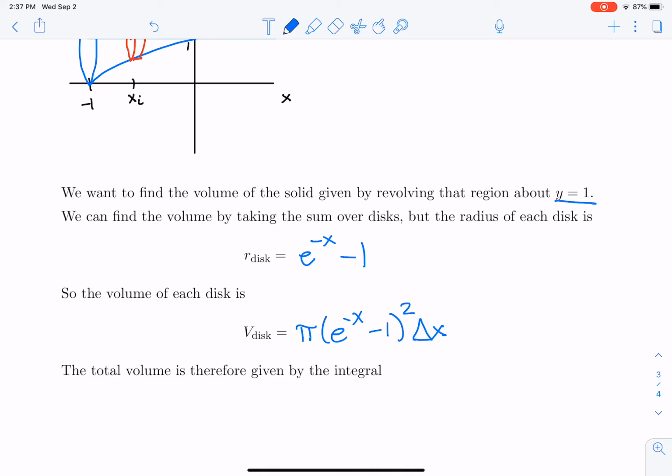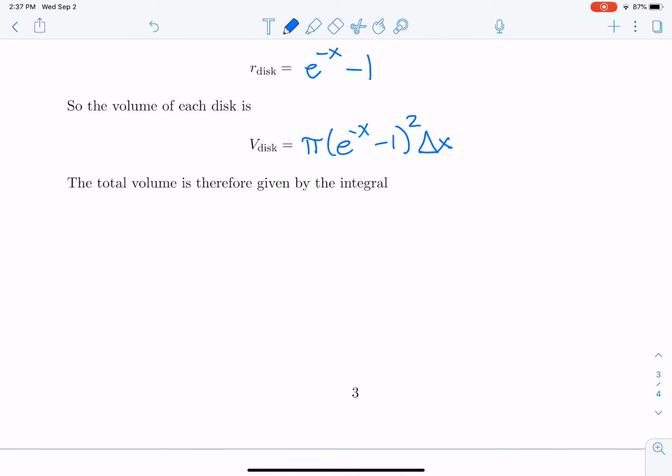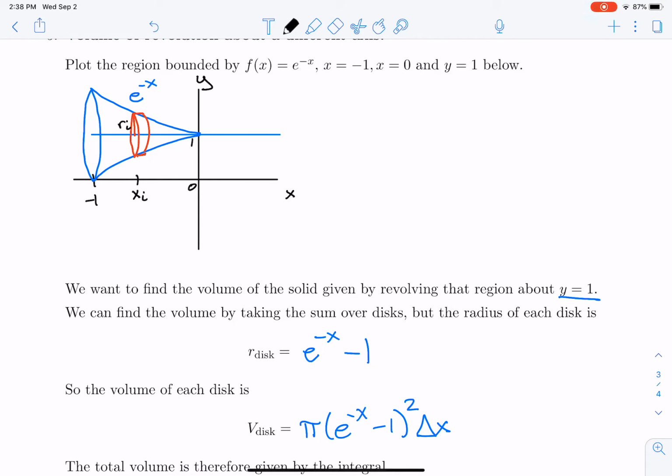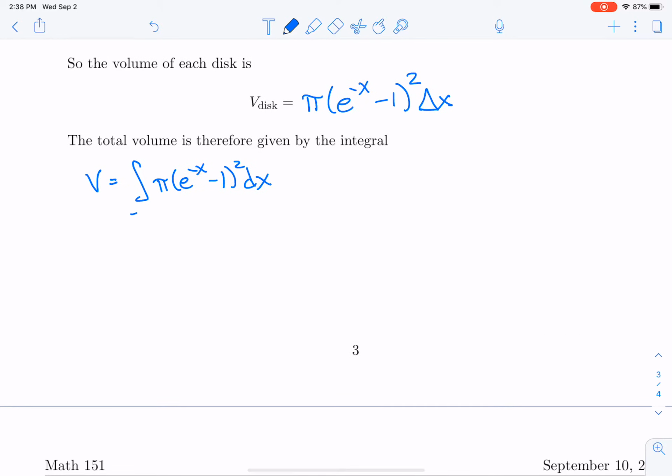So now I imagine that I'm going to sum up the volumes of these disks, and I'm going to make them thinner and thinner so that this becomes an integral. So the integral in this case for the volume is going to be the integral of pi times e to the minus x minus 1 squared dx. And then we have to think about what the x range is. The x range goes from -1 to 0 in this case. So this integral is going to be from -1 to 0.